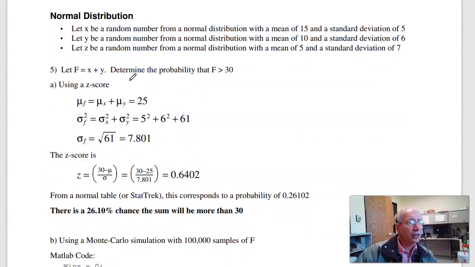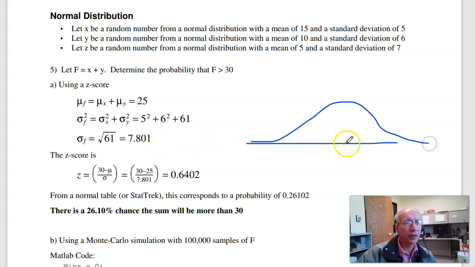Problem 5 looks at a normal distribution. Suppose I have 3 variables, each has a normal distribution. What is the PDF of f, and what's the probability that f is more than 30? Well, with normal distributions, when you add them, the means add, the variance adds. So the mean of f is 25, the variance of f is 61. Take the square root, I get the standard deviation of f. So here's what f looks like. It's a bell-shaped curve. The mean is 25, and the standard deviation, about this far, is 7.8. What's the probability that it'll be more than 30?